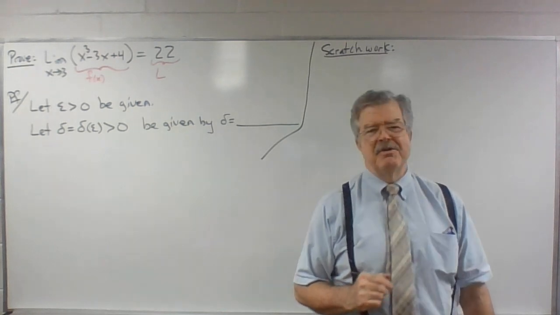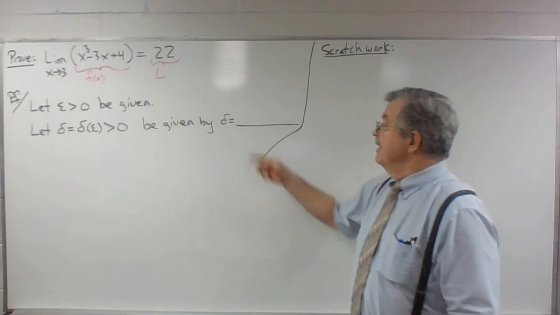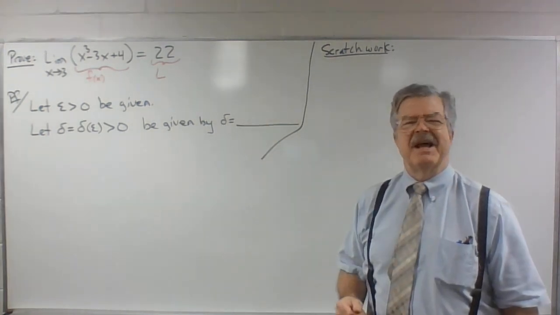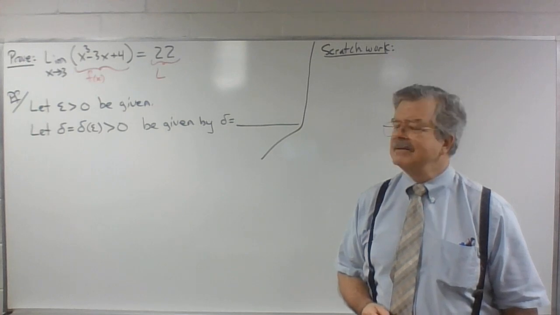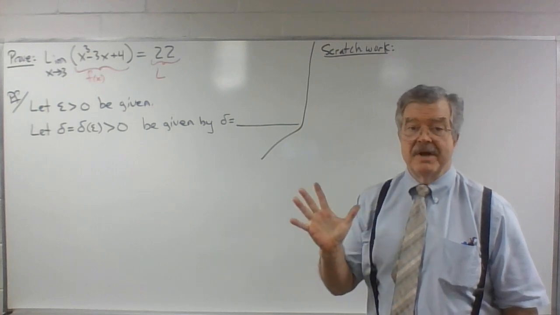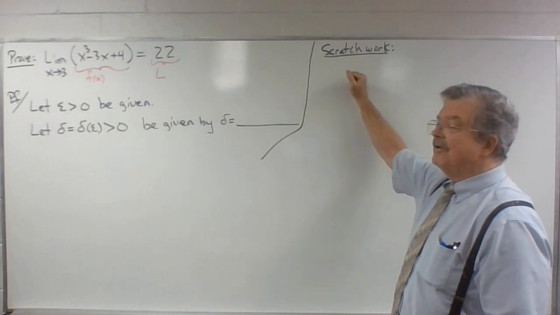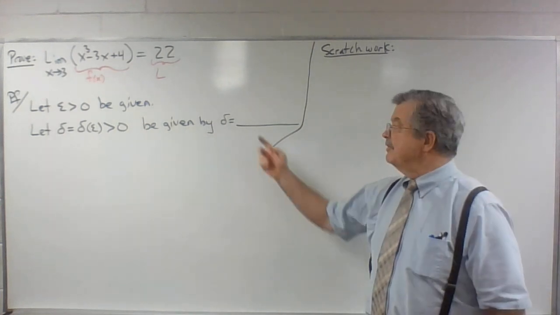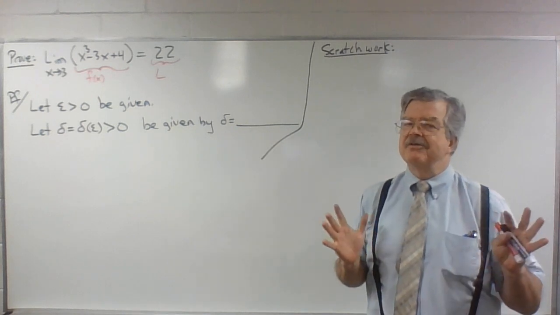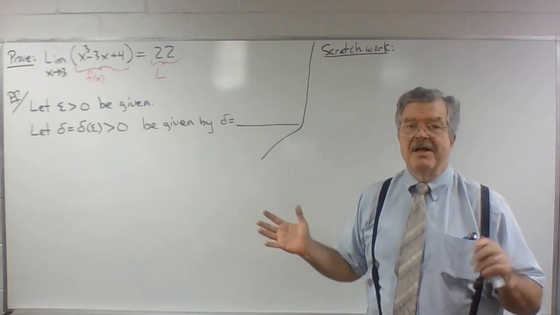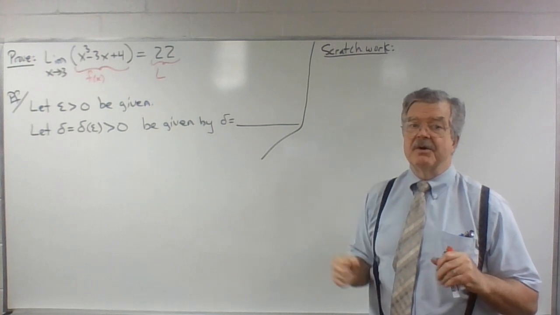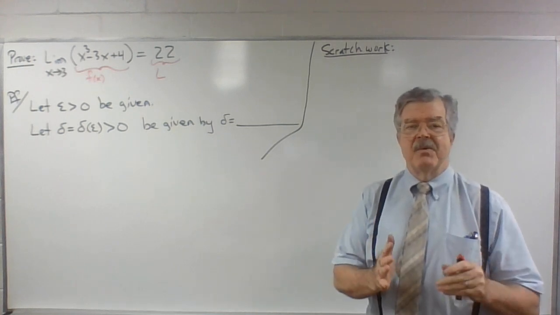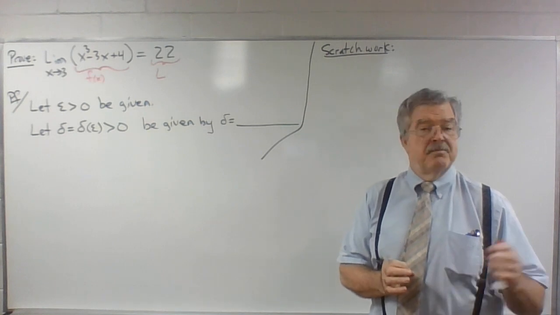When we read the proof in a textbook, we see delta given here, and we just think, oh, they figured it out just like that. It's not the way it is. We've got to do our scratch work. And the scratch work that we do for a proof like this is every bit as important as the proof itself. So we don't throw the scratch work away. We keep it, and we submit that with the proof as supporting evidence.